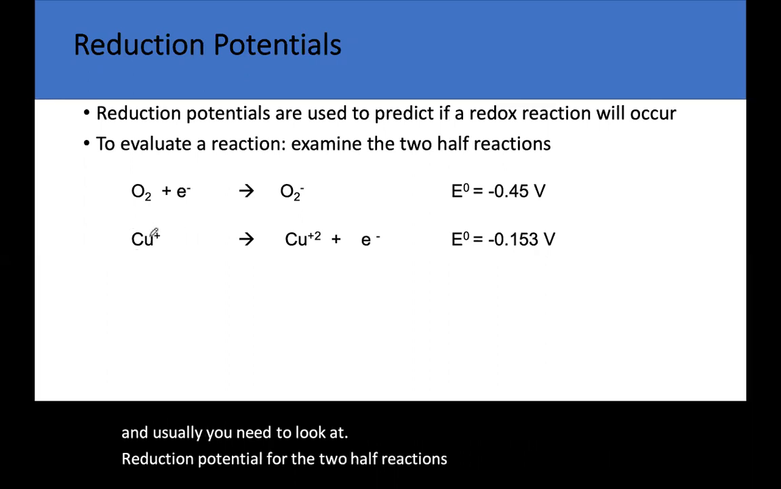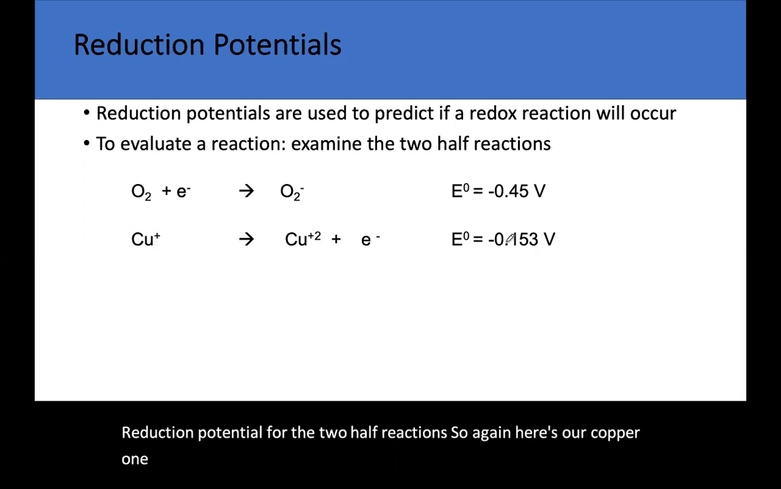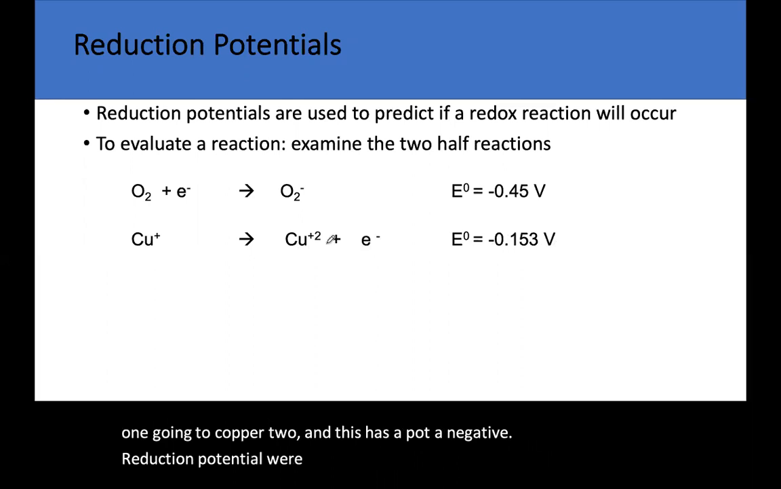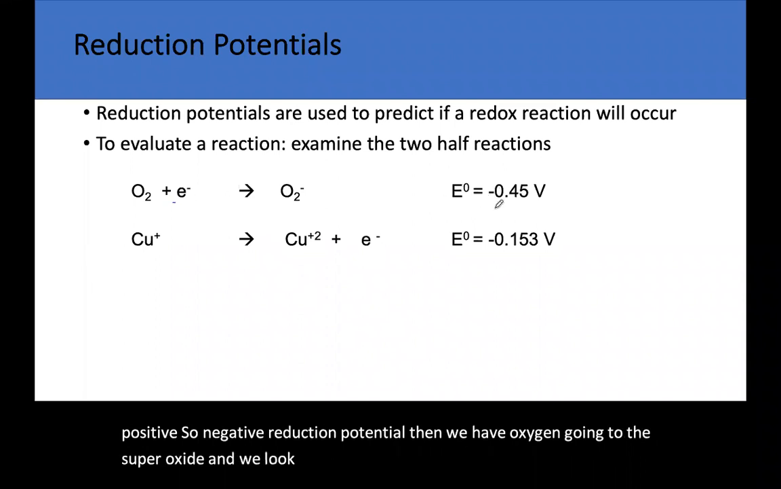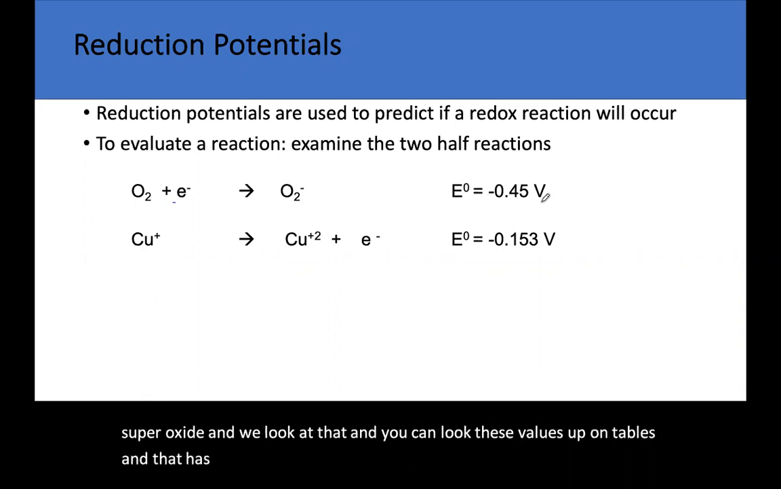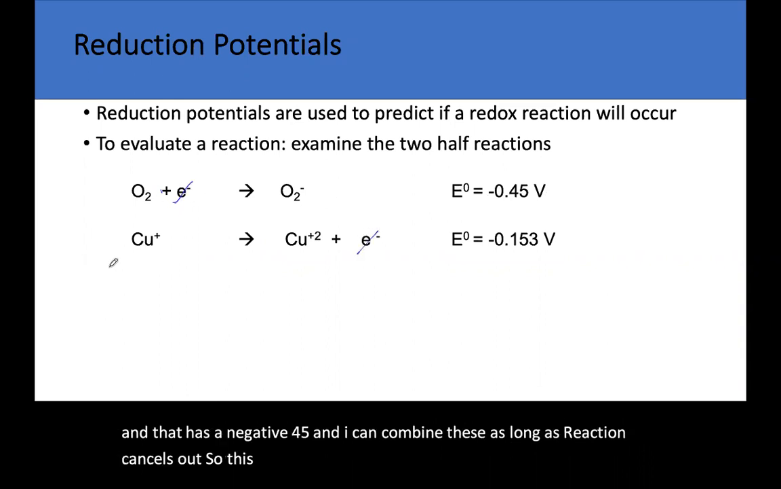So again, here's our copper 1 going to copper 2, and this has a negative reduction potential. We're taking away an electron, making the copper more positive, so negative reduction potential. Then we have oxygen going to the superoxide, and you can look these values up on tables, and that has a negative 0.45. And I can combine these as long as the reaction cancels out, so the electrons are canceled out.